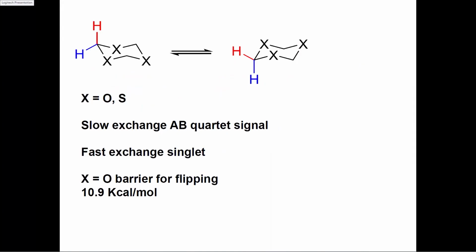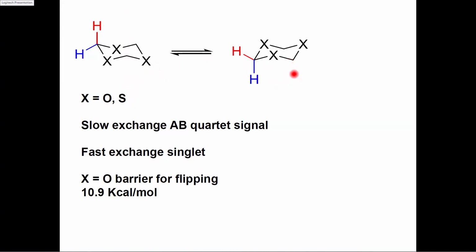Now let us take the example of X equal to sulfur, which is the trithiane molecule. The dynamic process is chair interconversion. In this particular case, the three axial hydrogens and the three equatorial hydrogens are equivalent because of the C3 axis of symmetry in the molecule, which you can see going through the center of the molecule like this.